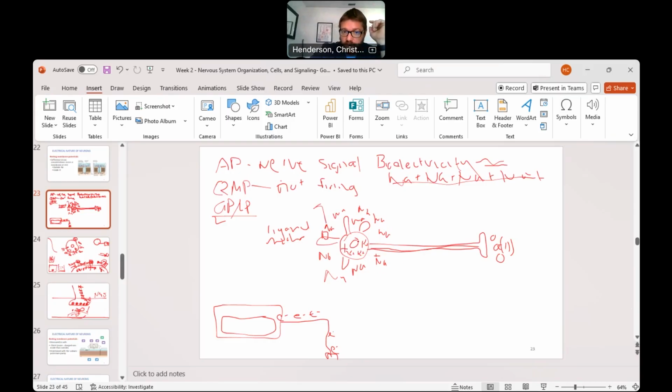Where does it want to go? It wants to go in. It can't because of the cell membrane. We have to have a channel. Channel's locked. What do we need to get sodium in? We need a ligand. All right, cool, like a neurotransmitter.